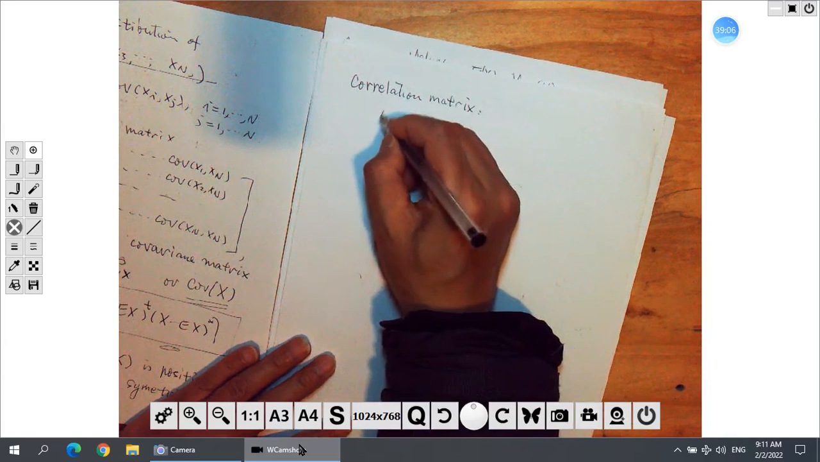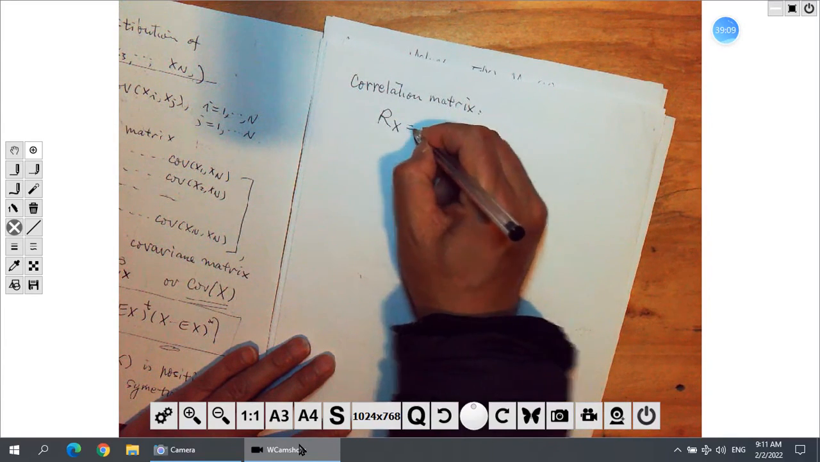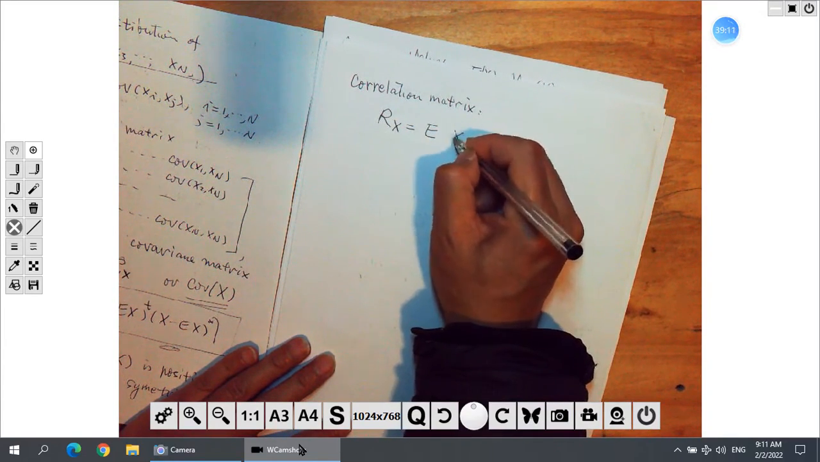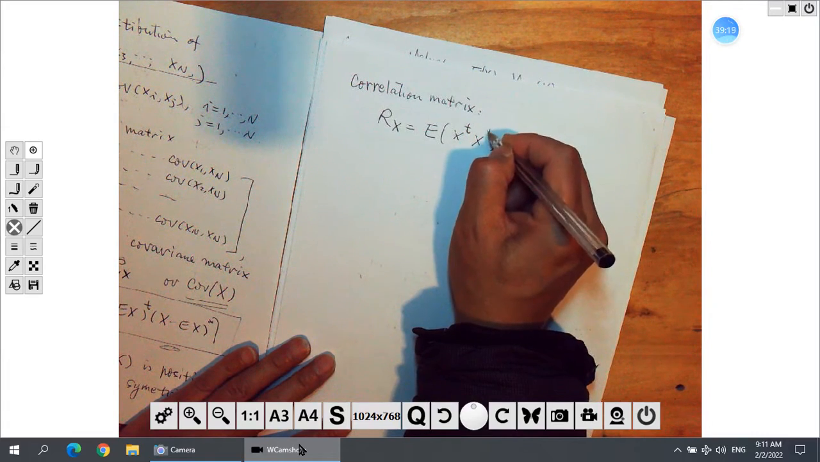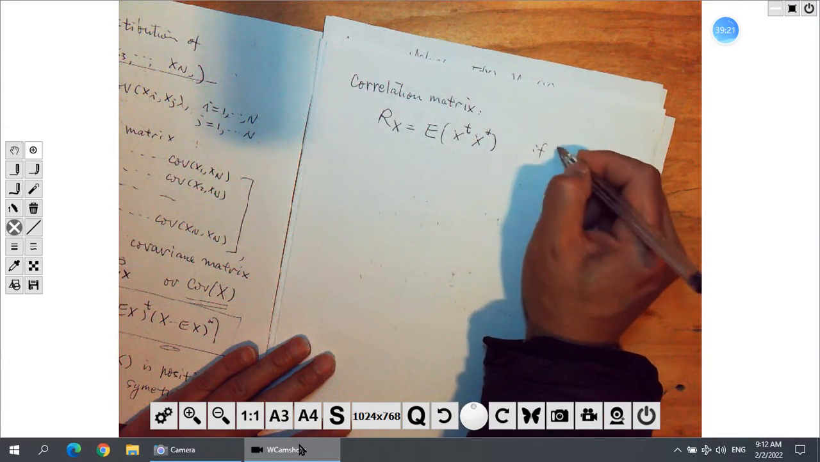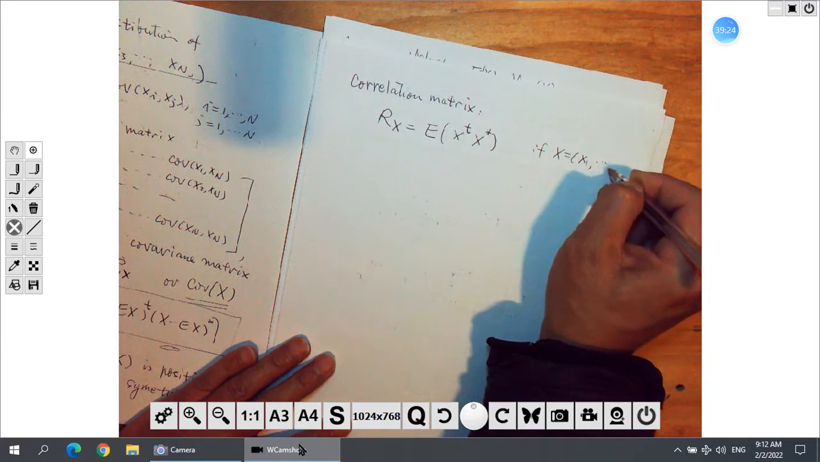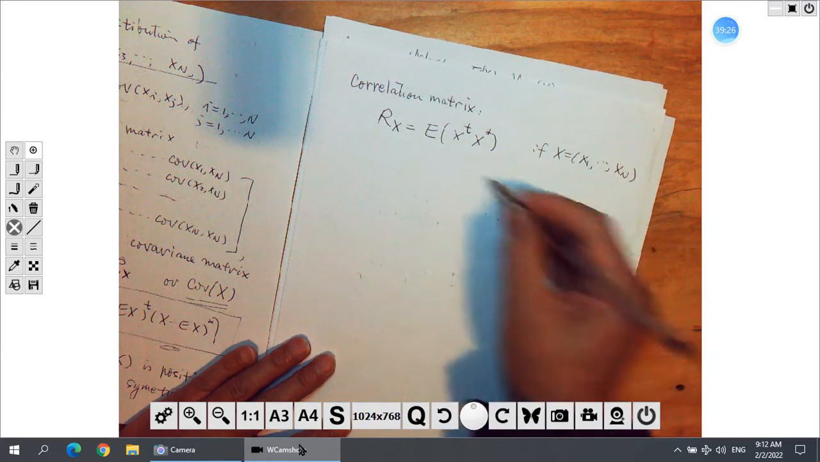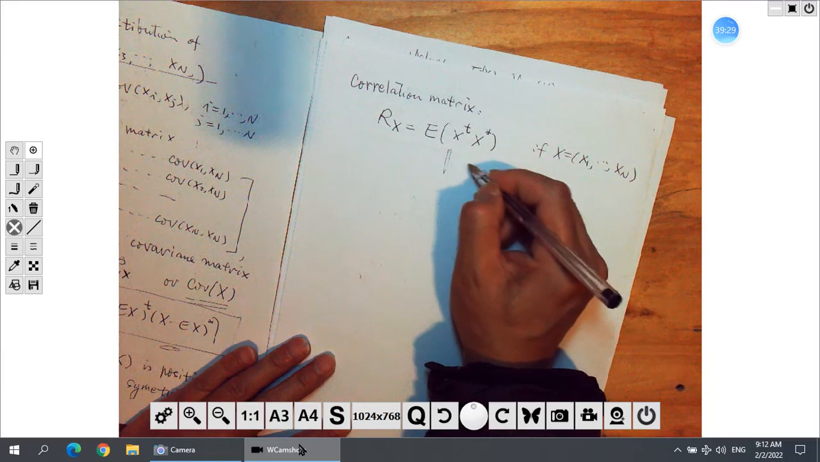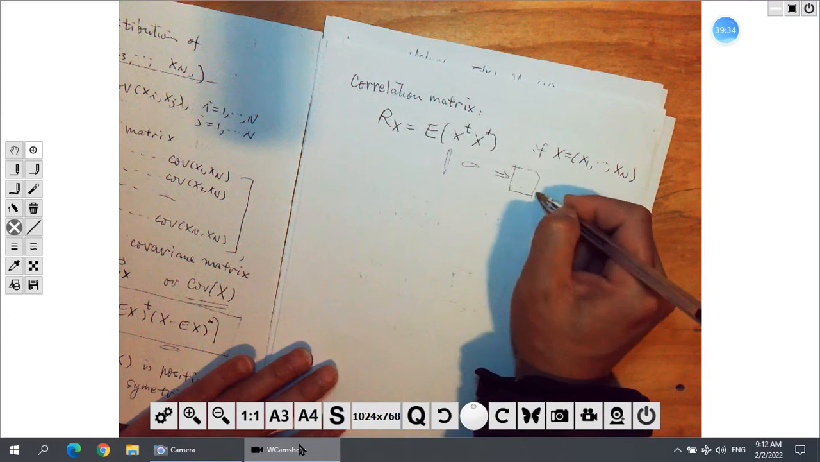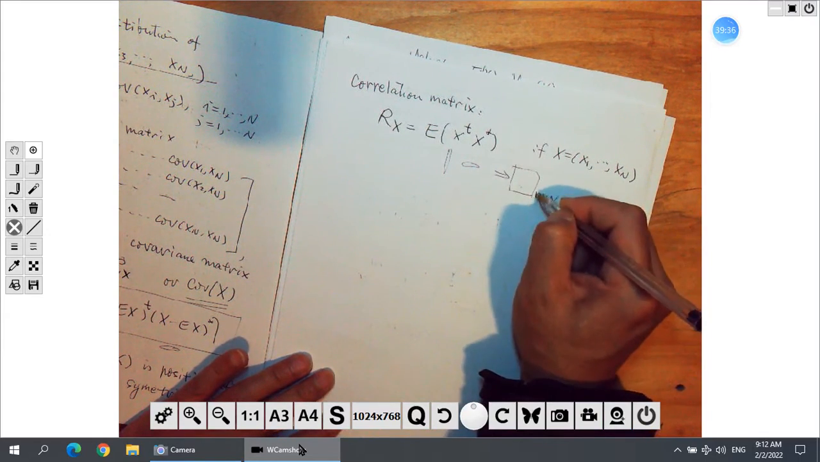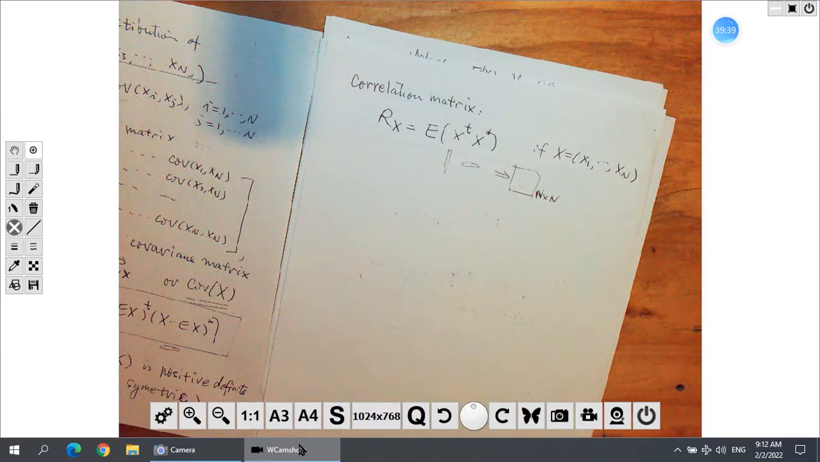This is Rx equal to E of X times X. If this is a row, I still need a transpose here and maybe a conjugate here. Here, if X equals X1 to Xn, I need a row, column times a row. Then the result will be a square matrix, n by n, like this. This is a correlation matrix.